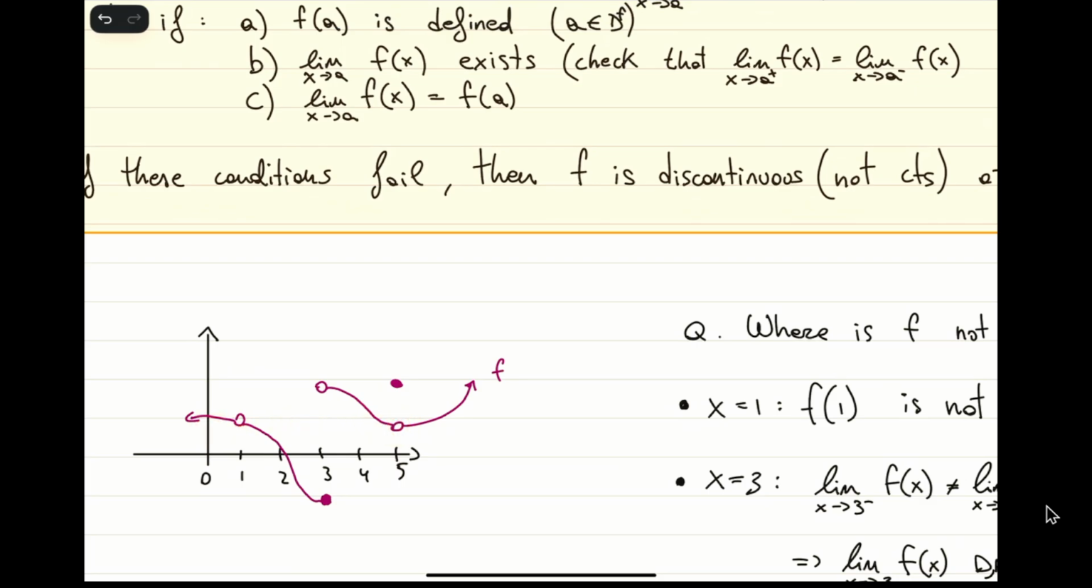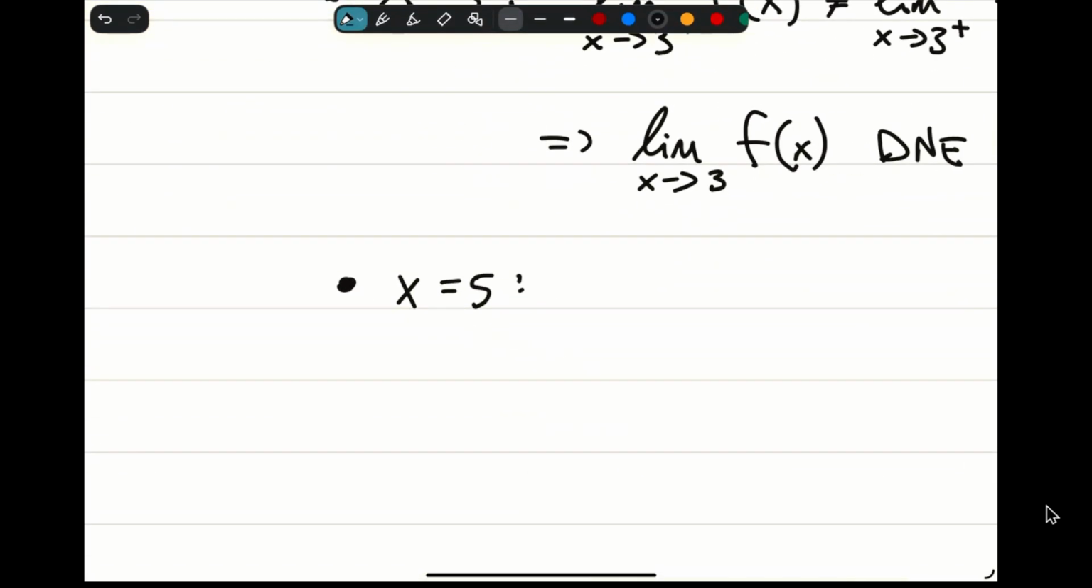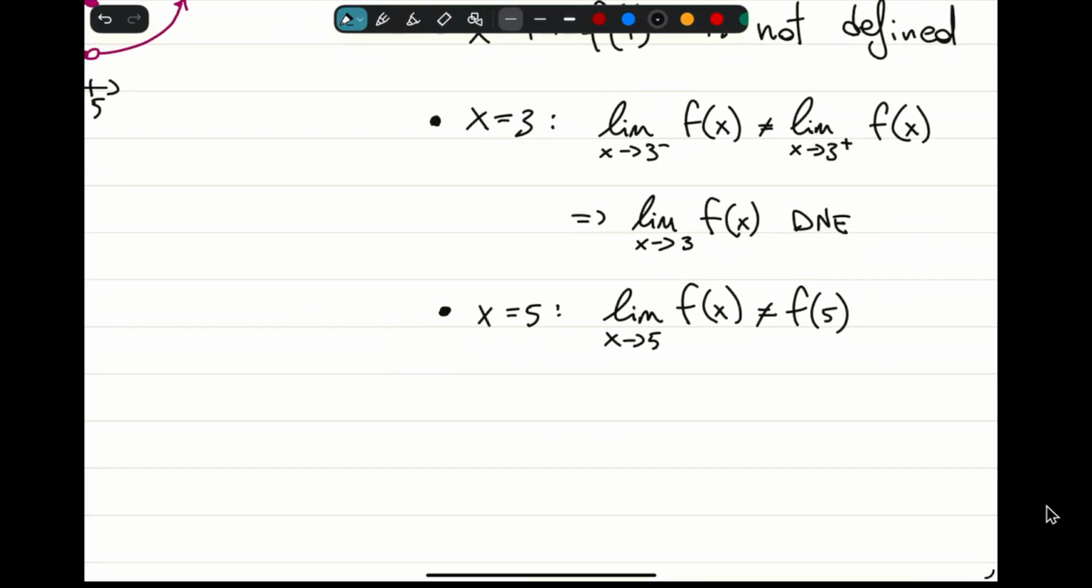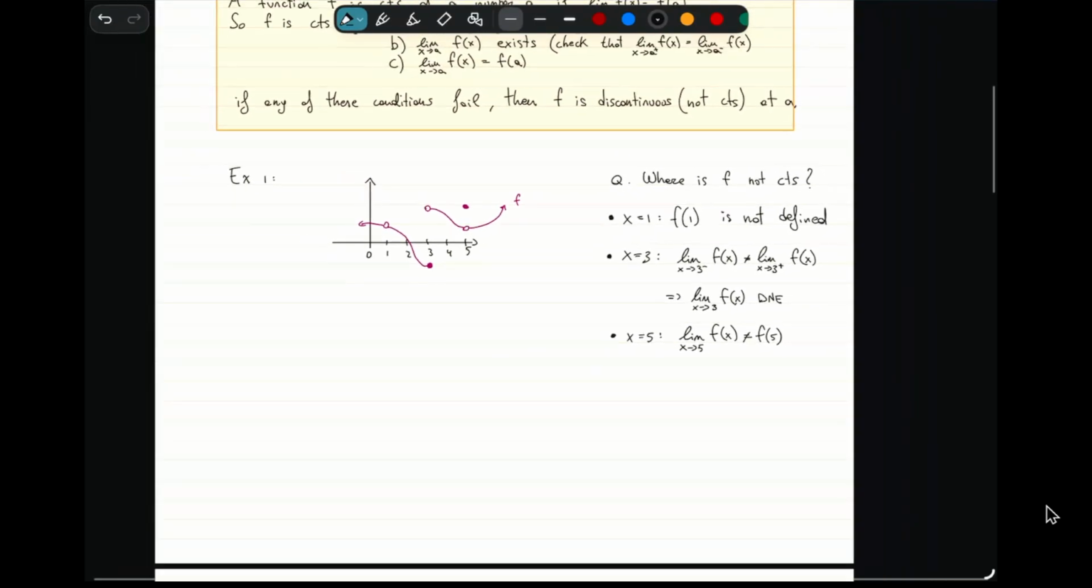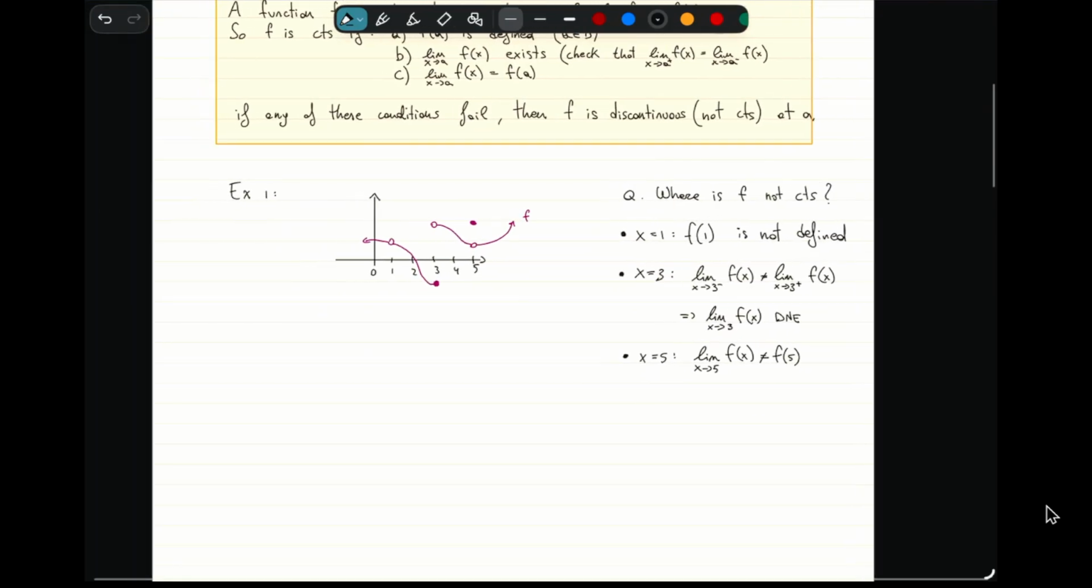Now, the problem is our function is defined at this height on the y-axis. So you might have known this, but the limit as x approaches 5 of f of x is different from f of 5. And so at these 3 points, the function is not continuous. Pretty simple, you could say, so far.